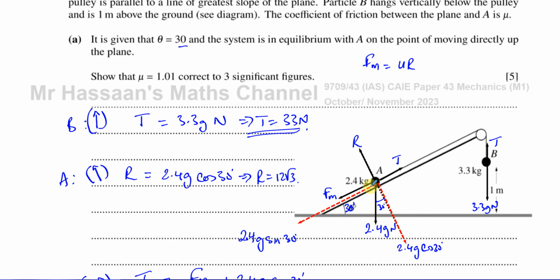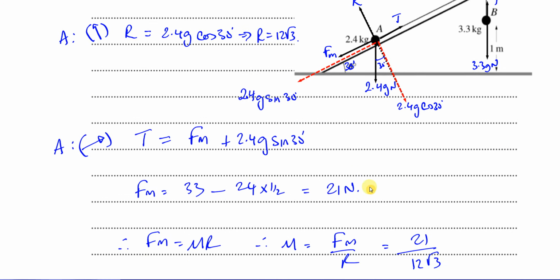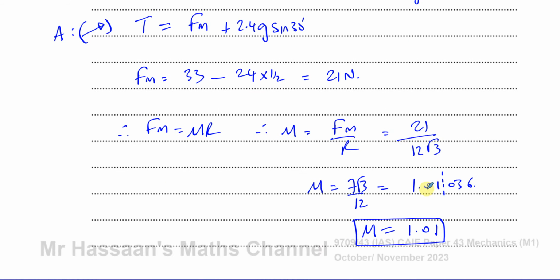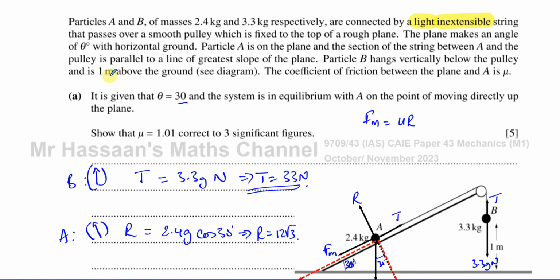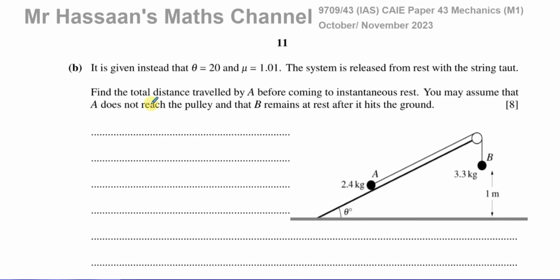Now, part B of this question here, it's told us that the angle here now is 20 degrees and mu is 1.01. The system is released from rest now with the string taut, and we've got to find the total distance traveled by A before coming to instantaneous rest. So what's going to happen here is this is going to be released and it's going to move. There's going to be an acceleration which is going to act downwards for B and up the plane for A. But B is going to hit the ground. Now, when B hits the ground, we'll have a new situation.